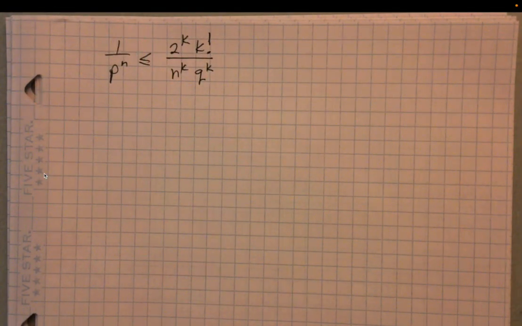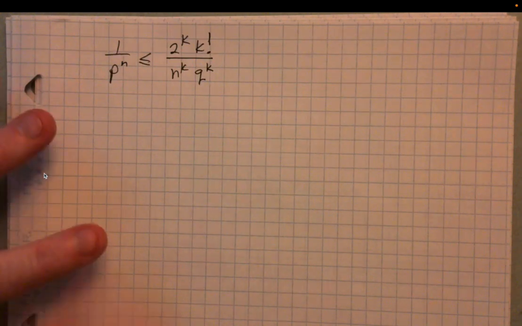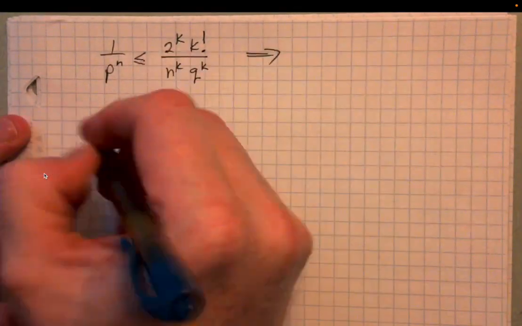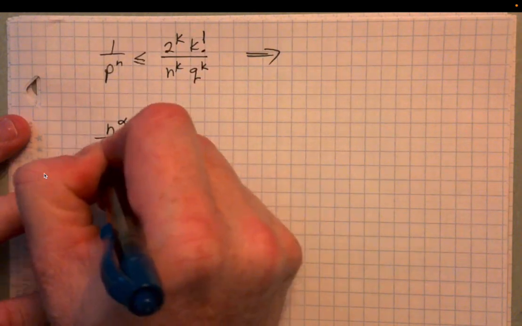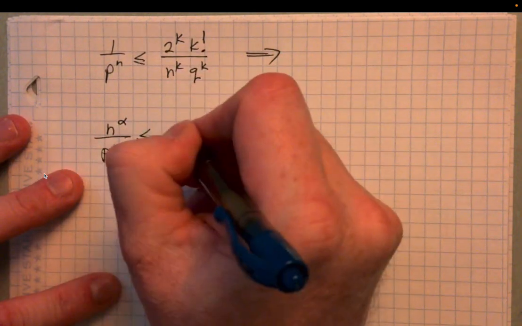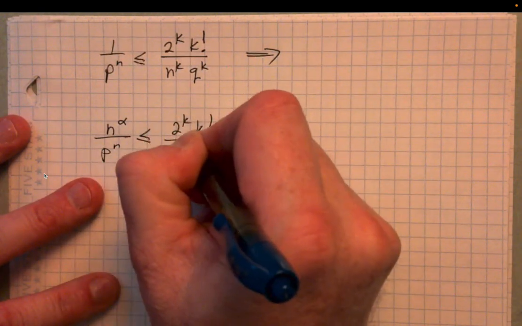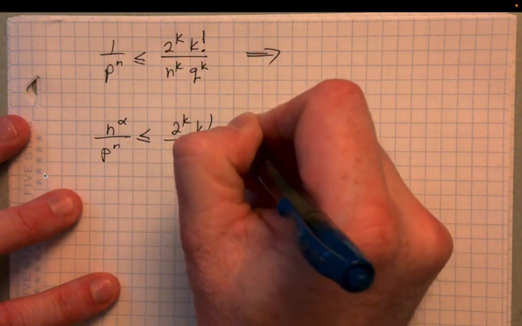All right. And now remember n is the thing that's going to infinity, so all of these k's are just some constant that we've chosen at the onset. So now we can toss in the n to the alpha. Remember, n is going to grow also, but alpha is constant. So this implies that n to the alpha over p to the n must be less than or equal to 2 to the k power k factorial over n to the k power q to the k times n to the alpha.